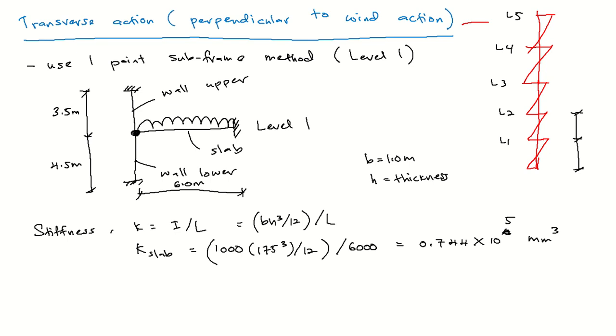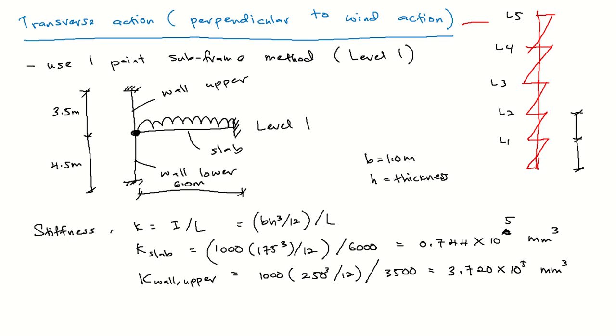Let's find the K for the wall upper. B is also 1000. The thickness of the shear wall is 250, so 250 cubed divided by 12 and divided by the height of the wall upper, 3.5 meter or 3,500. This equals 3.720 times 10 power 5 millimeter cubed.